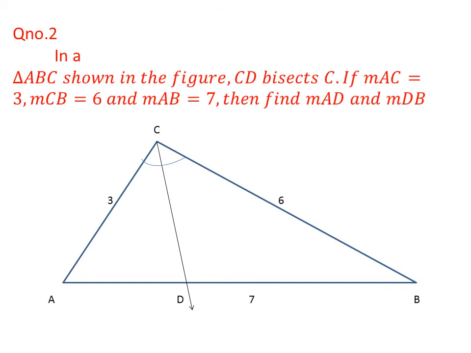You can see a triangle ABC on your screen, where the bisector of angle C is CD, which bisects the side AB at point D. So the side AB is divided into two parts, which are AD and DB. We have to find the values of AD and DB. By using the triangle we can write AB equal to AD plus BD. Now we move the term AD to the other side. For this we can write AD equal to AB minus BD.